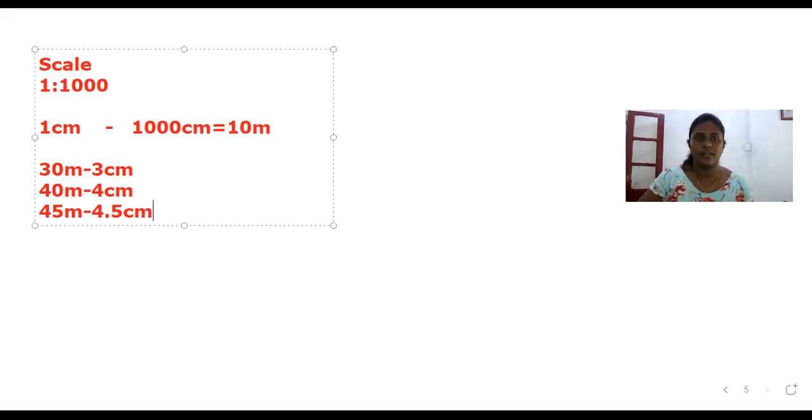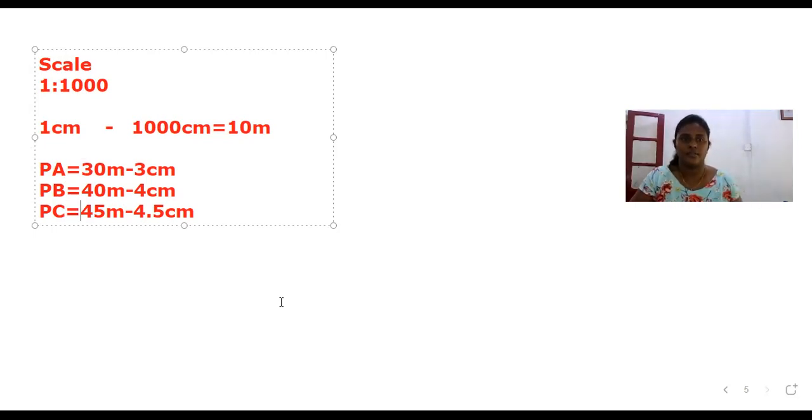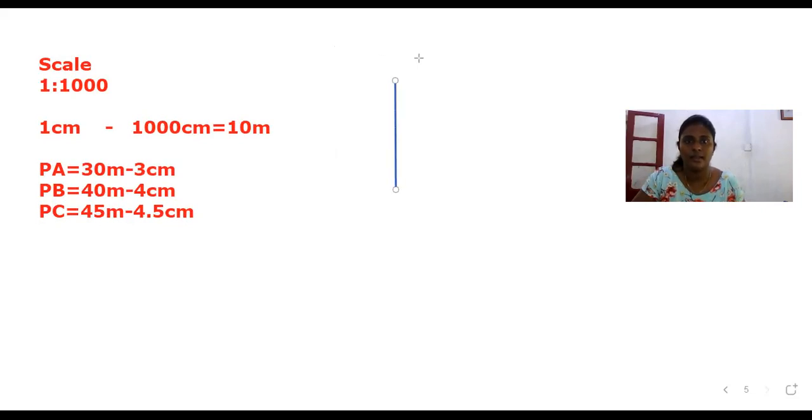Now how can we get the length? Instead of this, you can write P. 3 centimeters means the distance of PA. And this is PB. And this is PC. Now you got the scales and everything. According to the scale, you have to draw the structure. First of all, you can draw a 3 centimeter length. This is P, this is A.